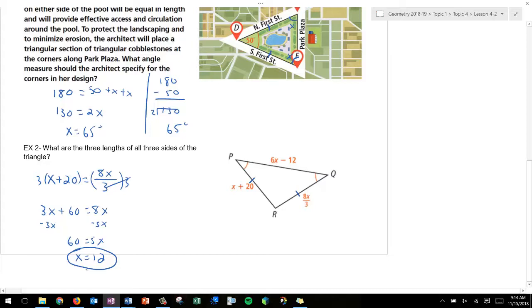So if we plug that in for each of our measures, I'm going to save you some time here. If I look at these two, x plus 20, 12 plus 20 just gives me 32. Instead of plugging into this kind of messy looking thing here, we know these two sides are exactly the same. So that one's just 32. We don't have to do the extra math there to find it out. With this one, we do have to do the math. So 6 times 12 is going to give me 72, and I'm going to subtract 12, so that's going to give me 60 for my measure there.